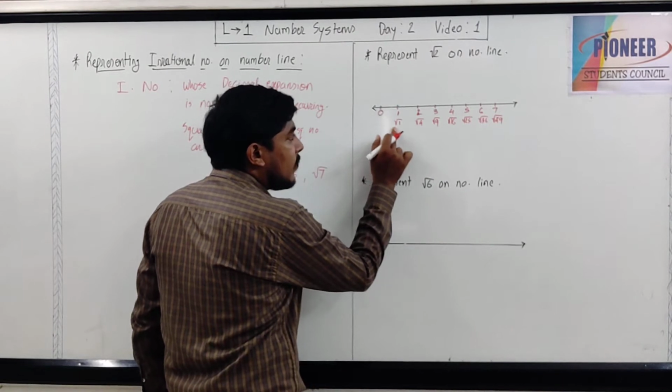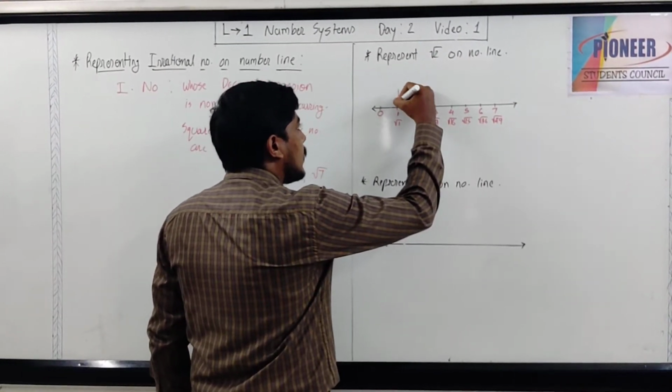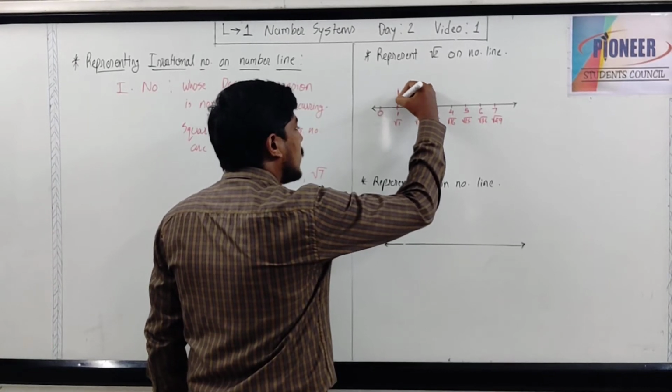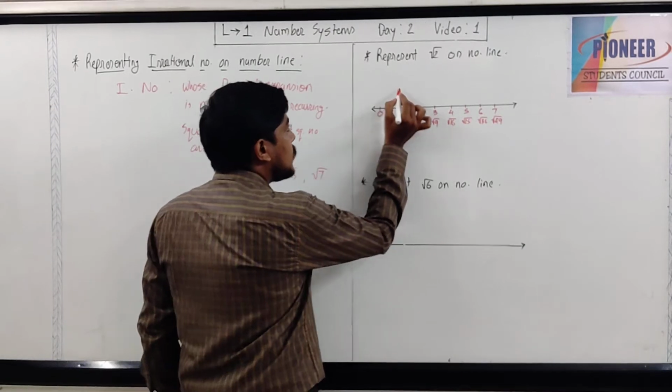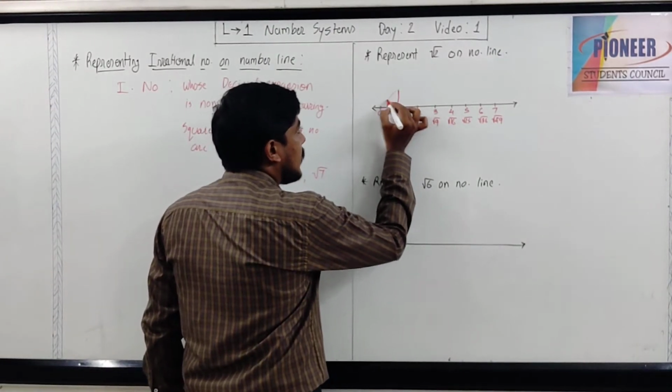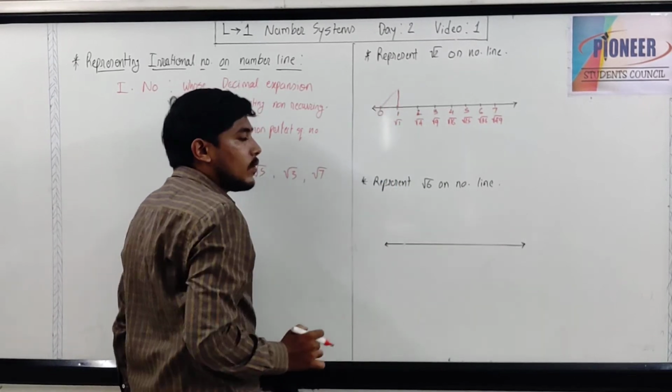From the value of root 1, that is the number 1, draw a line of 2 centimeters. How many? 2 centimeters. Okay? Join the end of this line with the point 0.